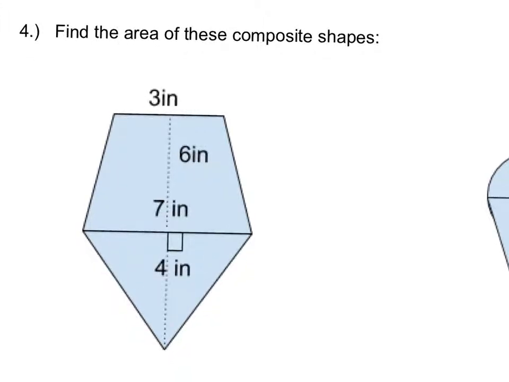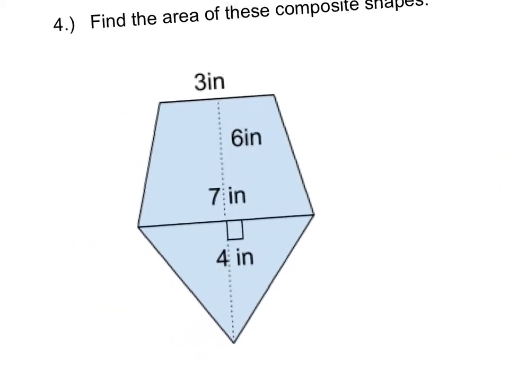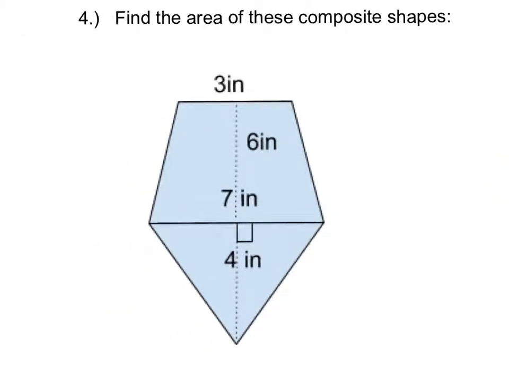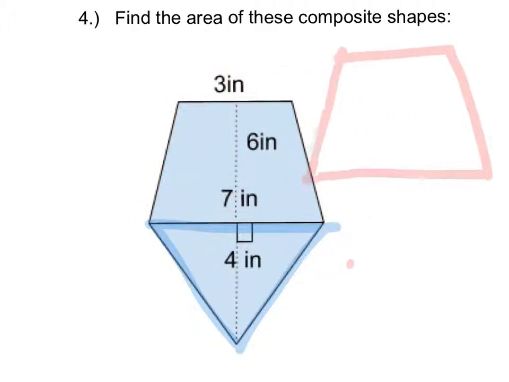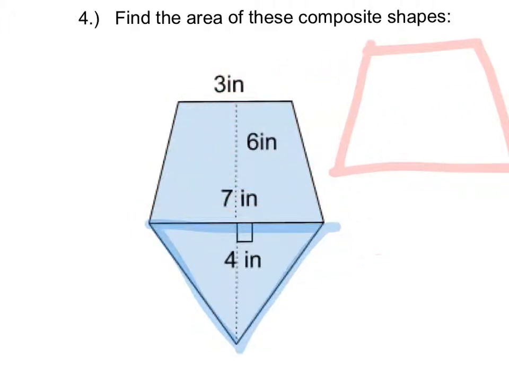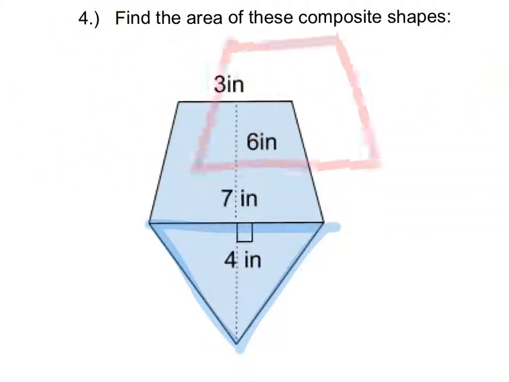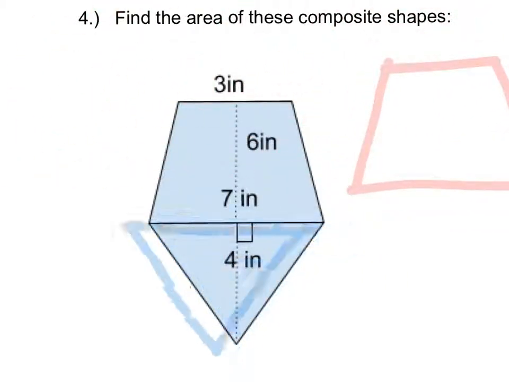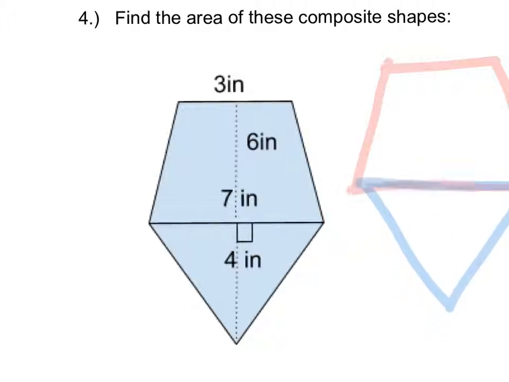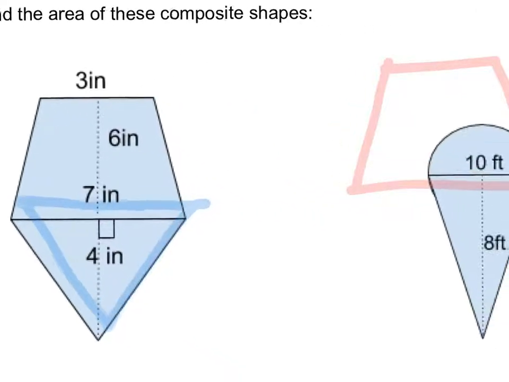What are the different shapes that are making this up? A trapezoid, and in addition to the trapezoid, I also have a triangle. So in order to get the area of the whole shape, I am going to get the area of the trapezoid, then I'm going to get the area of the triangle, and then I'm going to add them together. Let's start with the trapezoid.